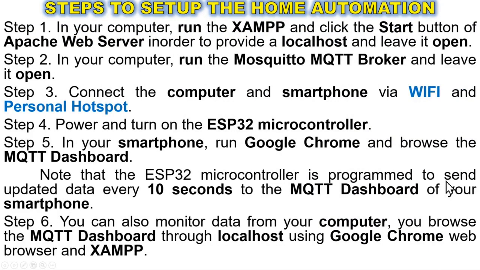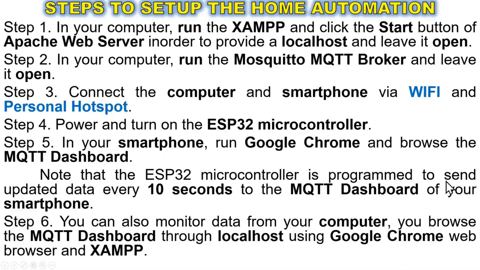Here are the full steps to set up our home automation project. Step number 1, in your computer, run the XAMPP and click the Start button of the Apache web server in order to provide a localhost and leave it open. Step number 2, in your computer, run the Mosquitto MQTT broker and leave it open. Step number 3, connect the computer and smartphone via Wi-Fi and personal hotspot.